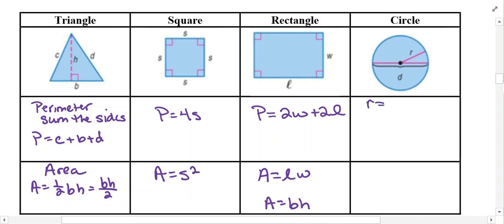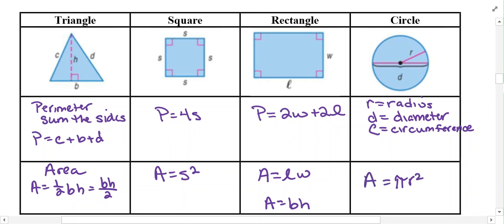Looking at a circle, R stands for the radius. D would be the diameter. And the capital C stands for circumference. And circumference is the perimeter of the circle. When I ask some of my students what circumference is, the first thing they remember is pi r squared, and that's the area. The way to remember that it's area is that you have a distance, which is radius, times radius. So it would be units squared, which would give you area. Circumference is 2 pi r.